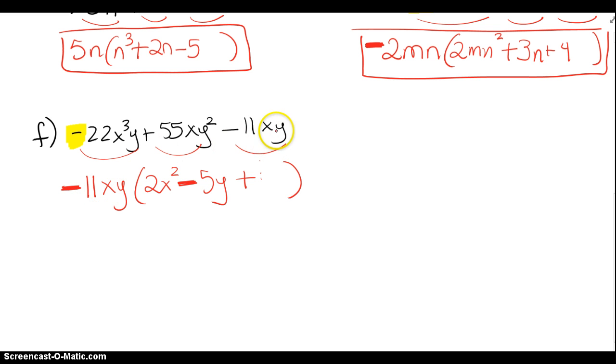X is already pulled out, y is already pulled out. I have to hold that place for it. So in the last term, what I have left is a positive 1 so that I can preserve this trinomial when I distribute it back. So if you pull the whole thing out, make sure you leave a 1 in its place.